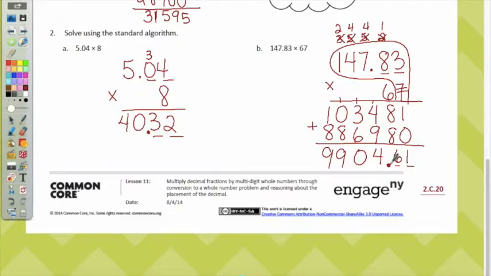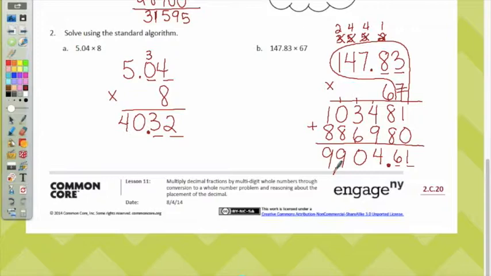Does this answer need a comma? No. You sure? Yes. So if I start counting right after the decimal, 1, 2, 3, does it need a comma? Yeah. It does. So some of these longer ones, you're going to have a decimal and a comma in. Okay? This would be, if we were talking money, like $9,904.61. Okay? Right, so how do you feel about this?